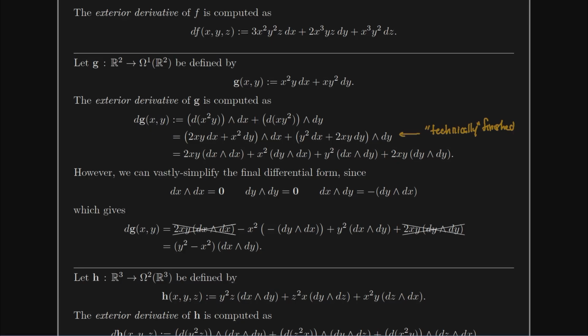Except there's a lot of simplification we could do. So at this point, we can think about, yeah, wedge products truly are products. And so what do products do? Products distribute. So this wedge product will distribute, this wedge product will distribute. And what I'm left with then is 2xy dx wedge dx, x squared dy wedge dx, y squared dx wedge dy, and 2xy dy wedge dy.